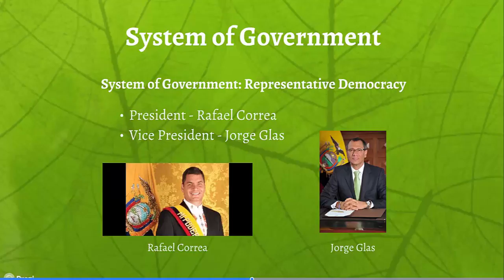President Correa is the first president in Ecuador history to serve 3 terms in office, although their constitution states that no president can serve more than 2 terms. However, President Correa is so liked as a president that the National Assembly rewrote the constitution so he could serve a 3rd term.